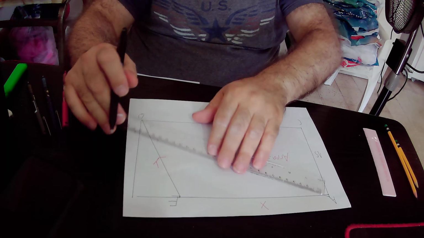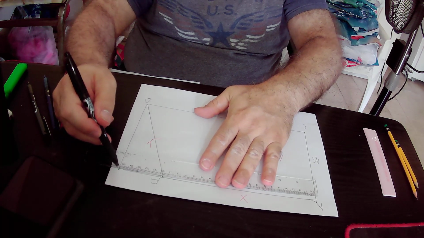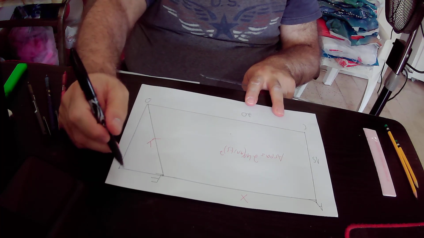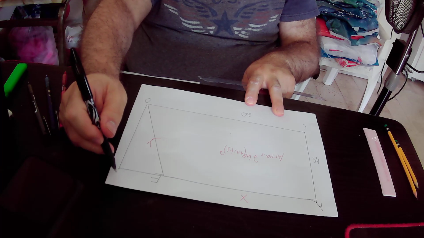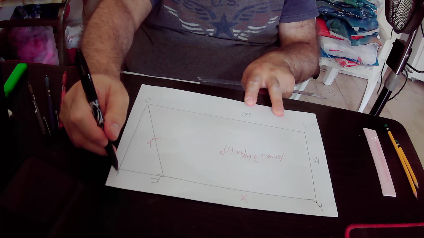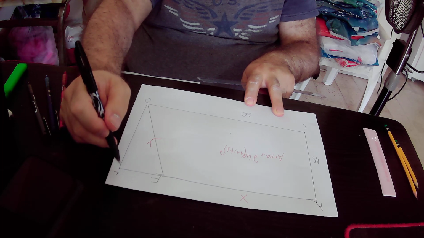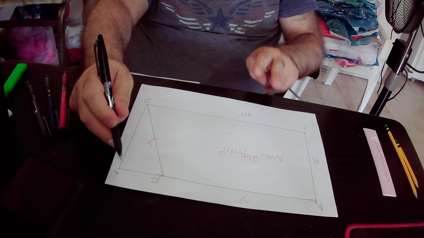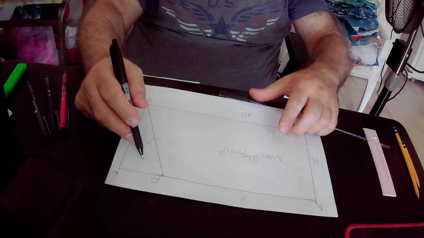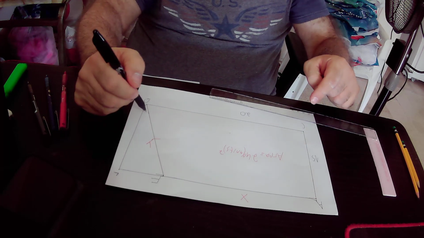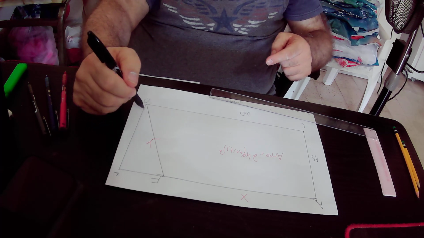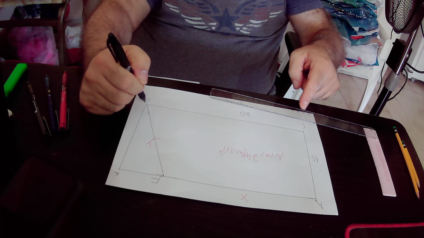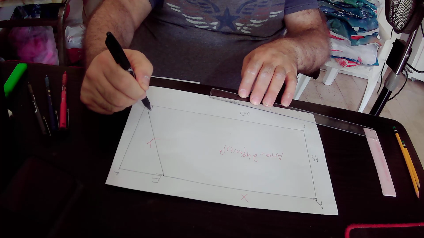Okay, we lowered a perpendicular from this point, which we will define as point L. So we lowered a perpendicular to segment CD from point L. So this angle is 90 degrees.